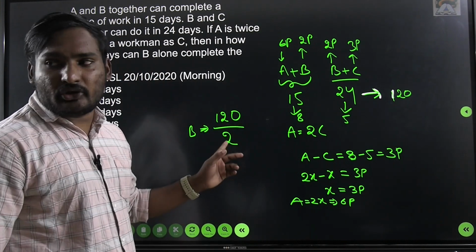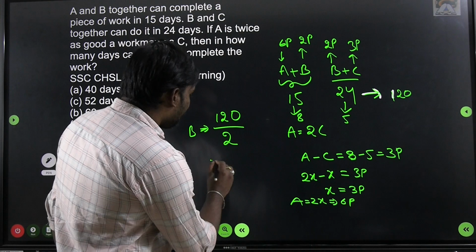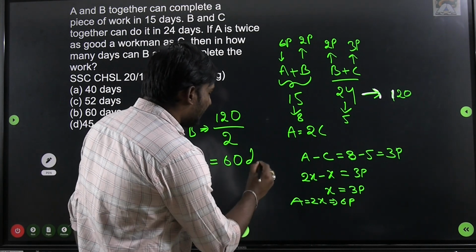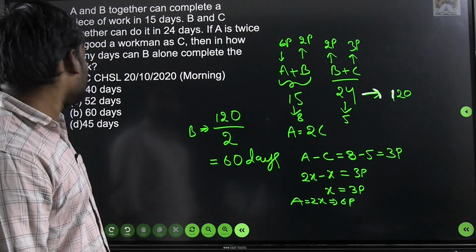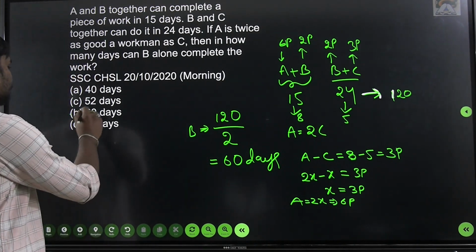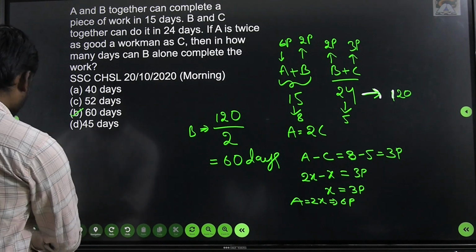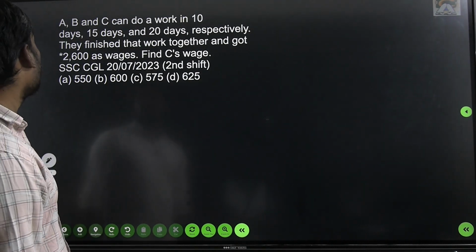Total 120 parts divided by 2 parts is 60. So B will take 60 days to complete the whole work. Option B. We'll go to the next question.